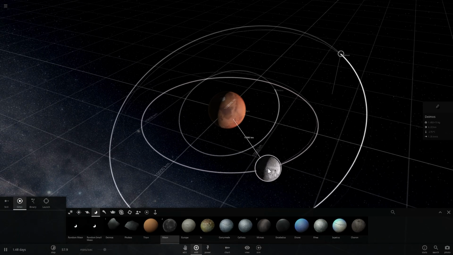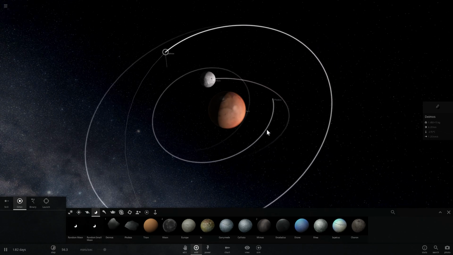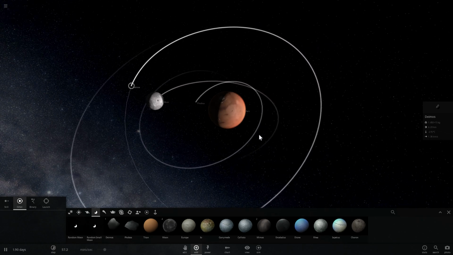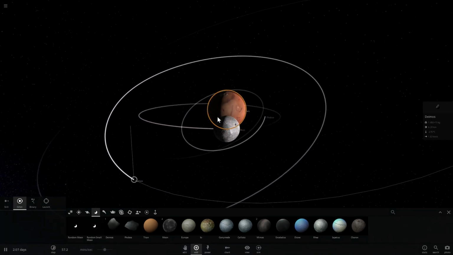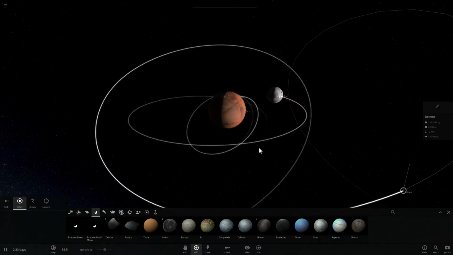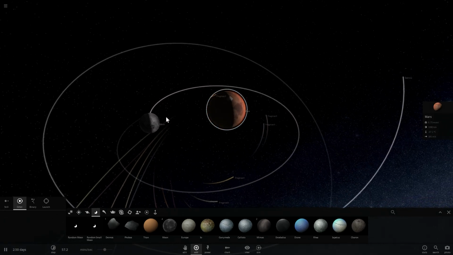If I place the moon here, watch what happens. So this is our moon, and this is really tiny Phobos and Deimos being completely thrown out of their own orbit by the extremely large moon that's actually not very far off in terms of size from Mars. And here comes the first one. I think that was Phobos.